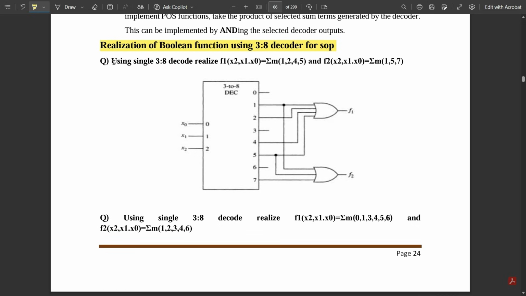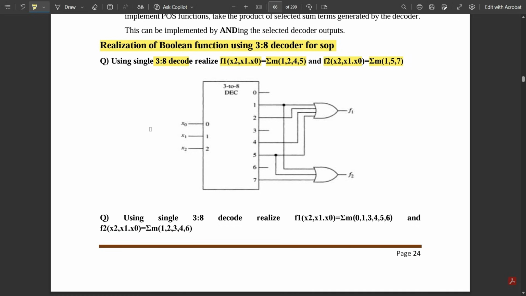Here is the question given, one simple question. Using a single 3 to 8 decoder, realize the function f1. Since it is a 3 to 8 decoder, it consists of 3 inputs, so the 3 variables are x2, x1, x0, and they have given it as sum of minterms, sigma m of 1 2 4 5, and f2 is sigma m of 1 5 7. For these two functions, you need to represent them in the 3 to 8 decoder. Very simple. What to do?